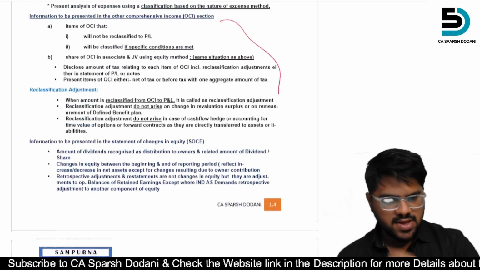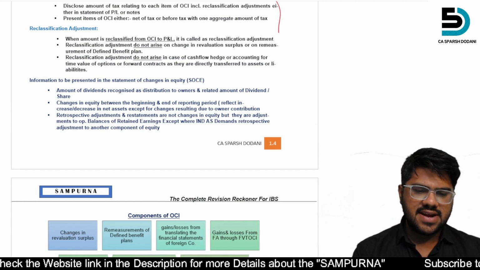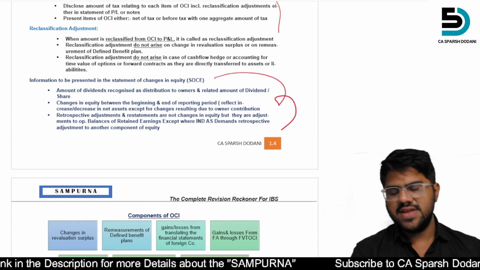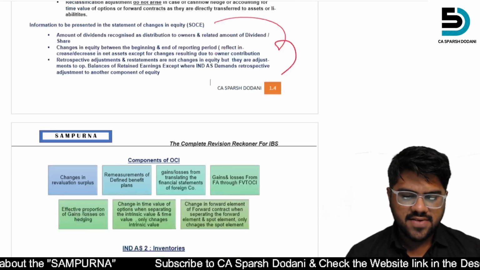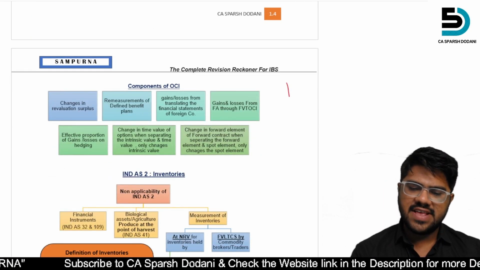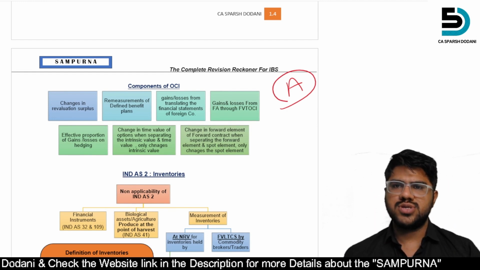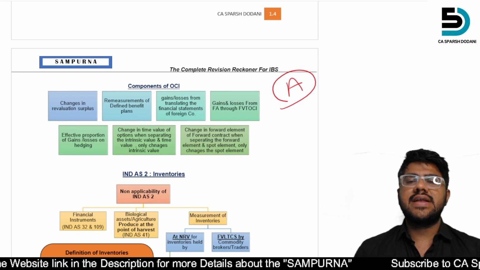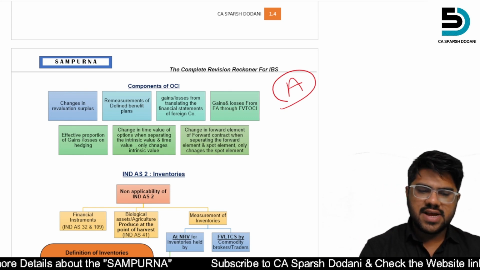Okay, let's go. After that, what are the information that is to be presented in the SOCIE? You should know what are the information that is to be presented in the statement of changes in equity. Then what are the components of OCI? I feel this is an important topic because here the institute also asks reclassification questions, that where should it be classified or reclassified and whatever the case may be. So what are the components?